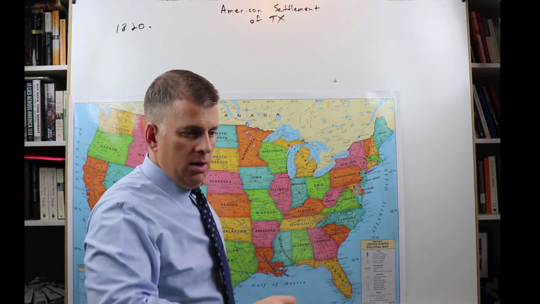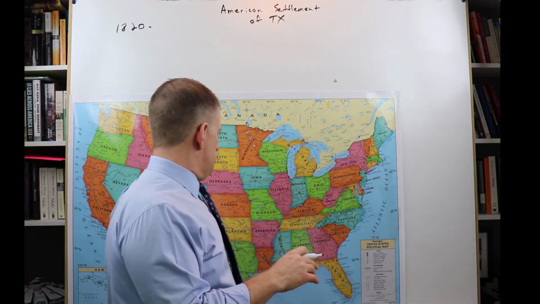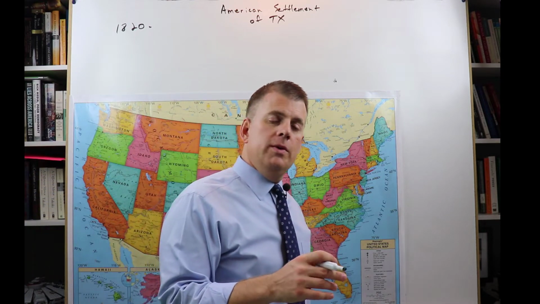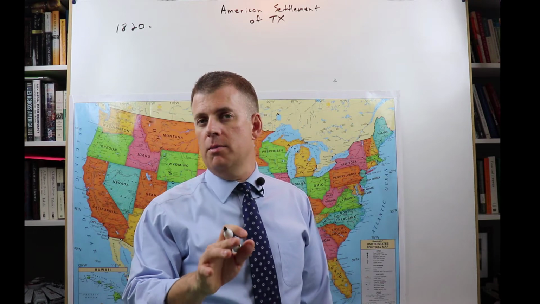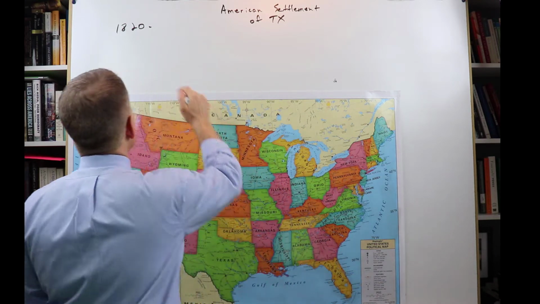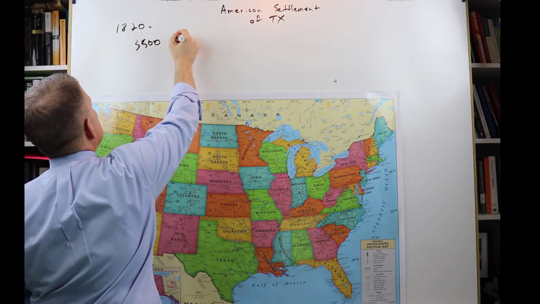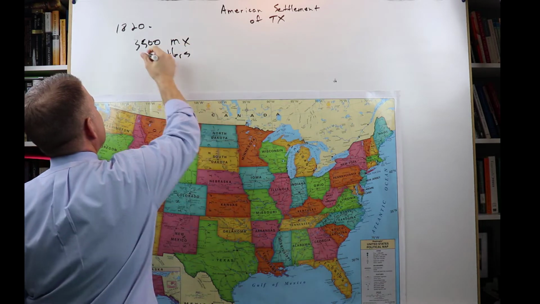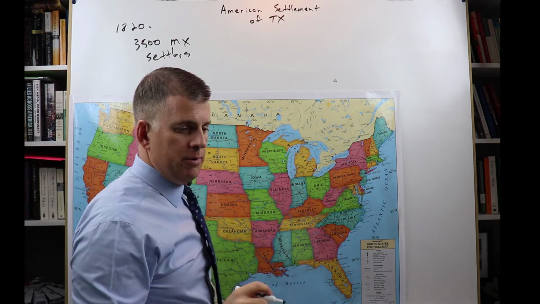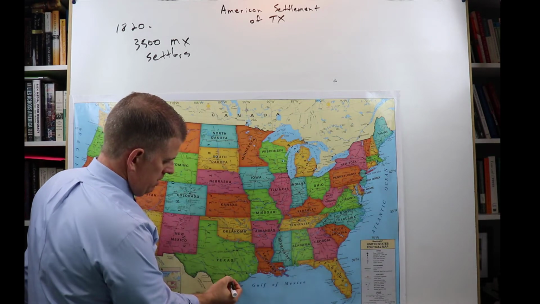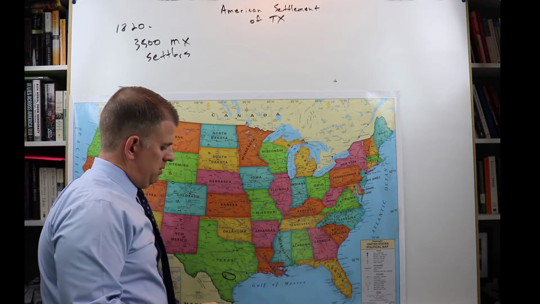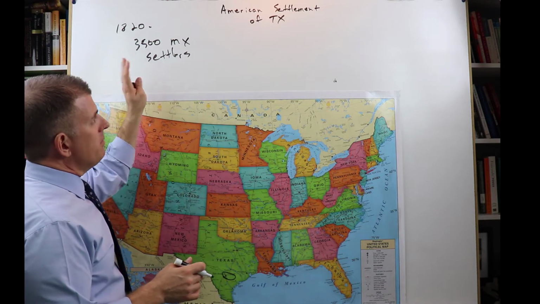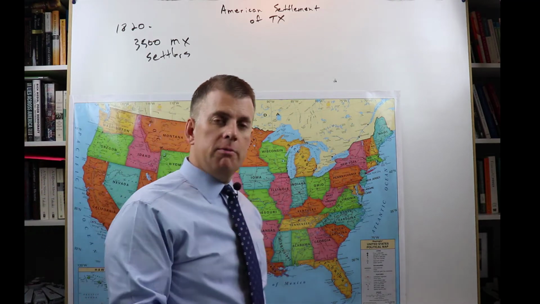So in 1820, Spain still controlled Texas and Mexico, of course, and the Spanish government wanted to increase the number of settlers in Texas. There were only about 3,500 Mexican settlers living in Texas at the time, so not very many people, mainly around San Antonio and Goliad, but other places too. So the Spanish government wanted to increase that.